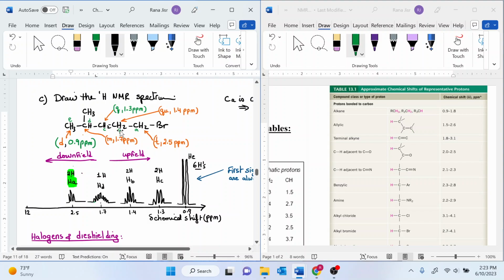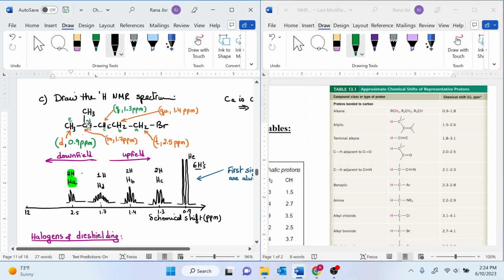Now the CH2 here is coming closer to the bromine, so this is why it's now showing at 1.4 parts per million. Next to the CH2, I have hydrogen A. I'm forced to put hydrogen A all the way at the end because hydrogen A is directly connected to the bromine. Hydrogen A is going to be a triplet because it's connected to 3 hydrogens, and this is how it's going to show.